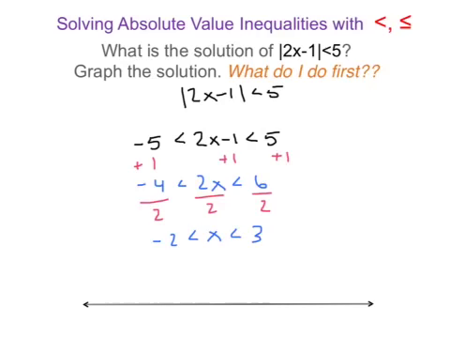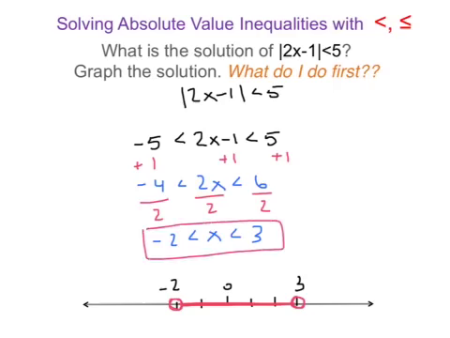So x is literally between negative 2 and 3. So I'm going to graph that on my number line here. I'm going to have an open circle at negative 2, an open circle at 3, and I'm going to shade between. And this looks like an AND inequality because it is. So here is my solution, and here's the graph of that solution.